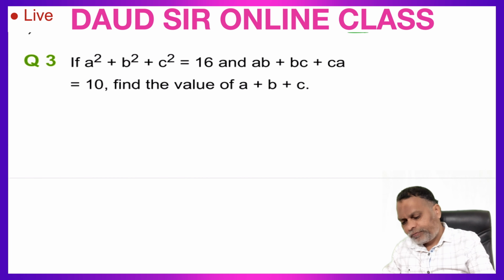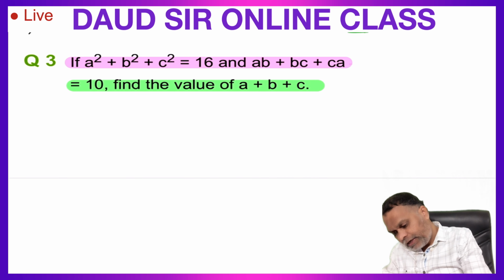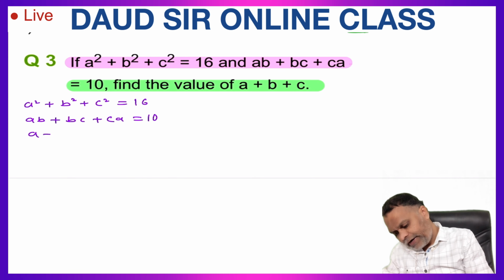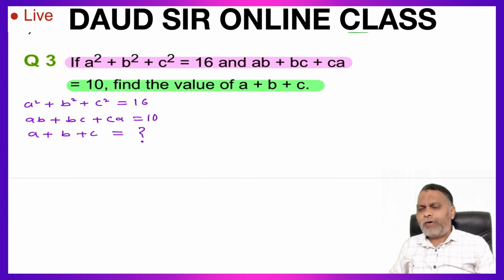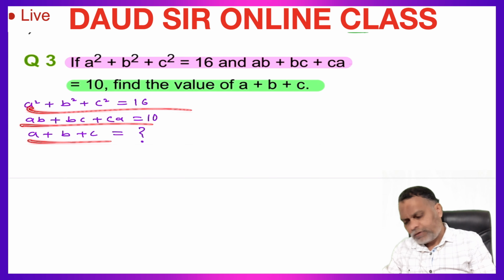Question number third. If a² + b² + c² is equal to 16 and ab + bc + ca is equal to 10, then find the value of a + b + c. So a² + b² + c² is equal to 16 given, and ab + bc + ca is equal to 10 given. Find the value of a + b + c. For finding a + b + c, we can apply the identity (a+b+c)². Then we can substitute these two values, so we can get this.